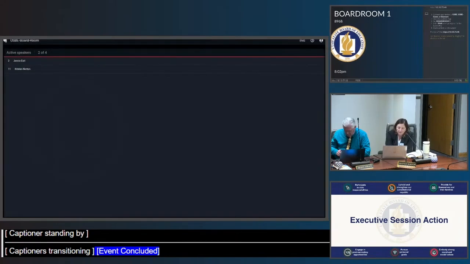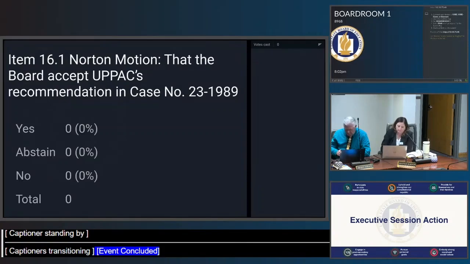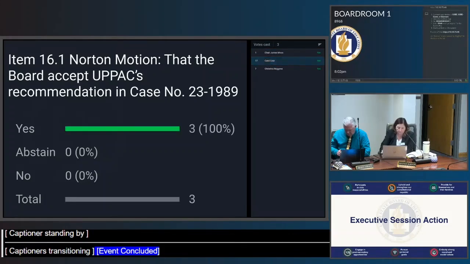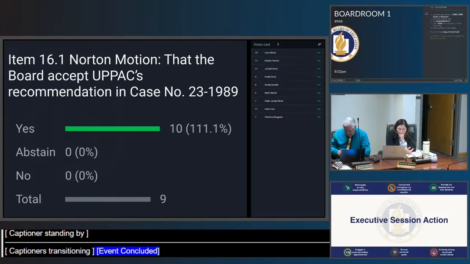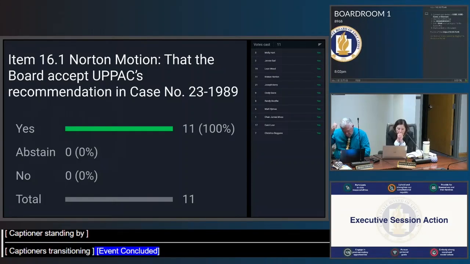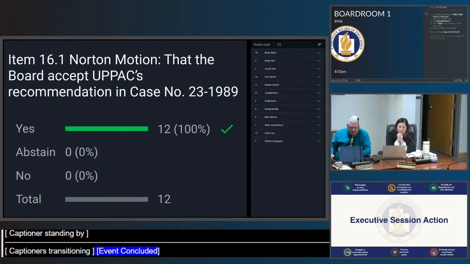In case number 23-1989, I move that the board accept UPAC's recommendation. Okay, the motion before the board is that the board approves UPAC's recommendation for case number 23-1989. Please vote. Okay, there's one we're missing. The board, it passes unanimously with 12 votes, missing 3 board members.